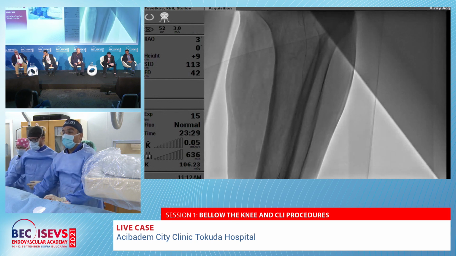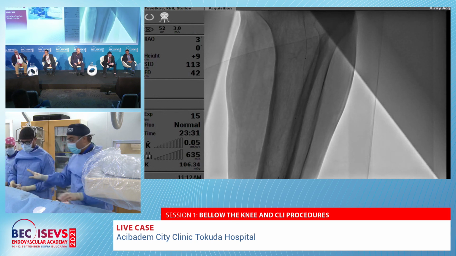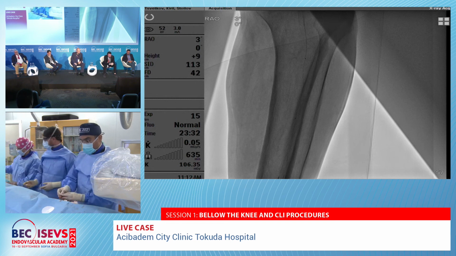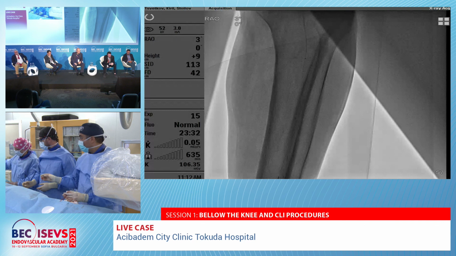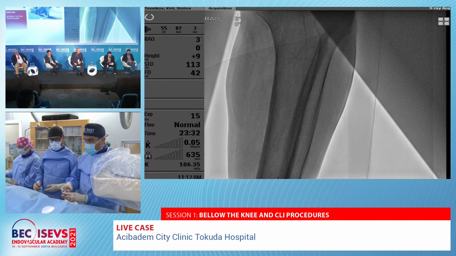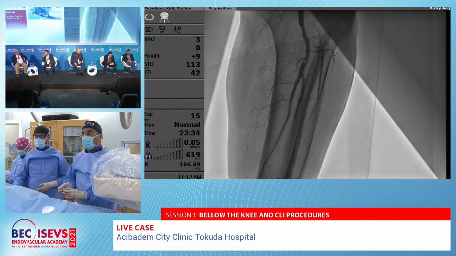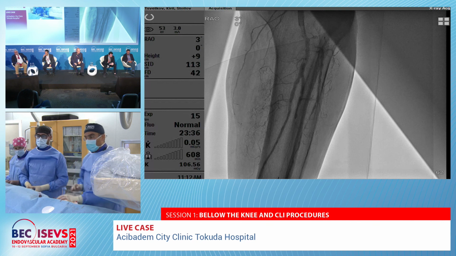Okay, so far so good. Congratulations. But I think you needed a double lumen catheter or something to engage the tibialis anterior artery because it's a 90-degree proximal takeoff, so it's very difficult to get in there. We will try another solution, and you will see if we can. Yes, we're gonna do this.